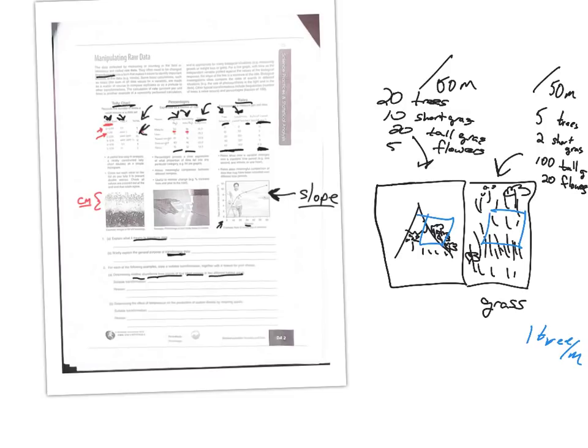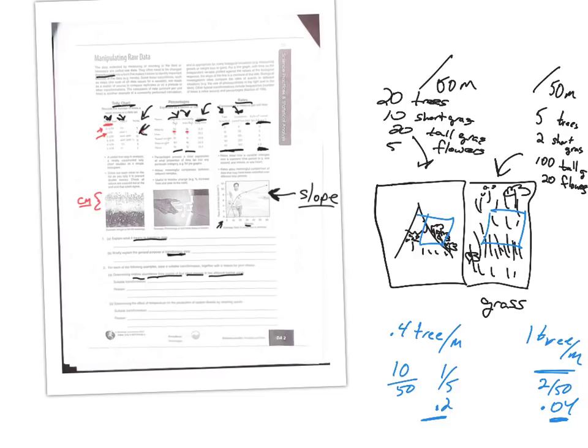Where here I'm getting 1 tree per meter, over here I'm getting 0.4 trees per meter. Over here I'm getting 2 divided by 50, 2/50ths of short grass. Over here I'm getting 10/50ths of short grass, or 1/5 short grass, 1 short grass per 5 meters. Or you can say it's 0.2 short grass per meter in the mountains, and it's 0.04 short grass per meter in the grassland.